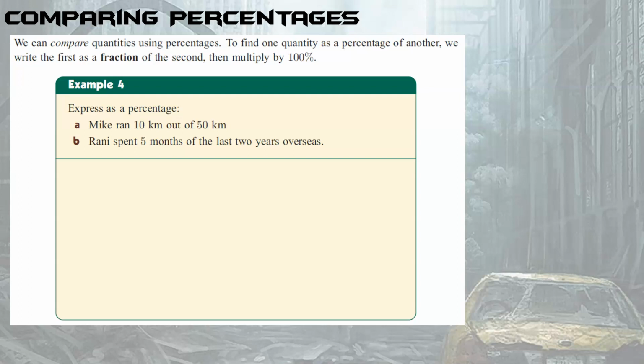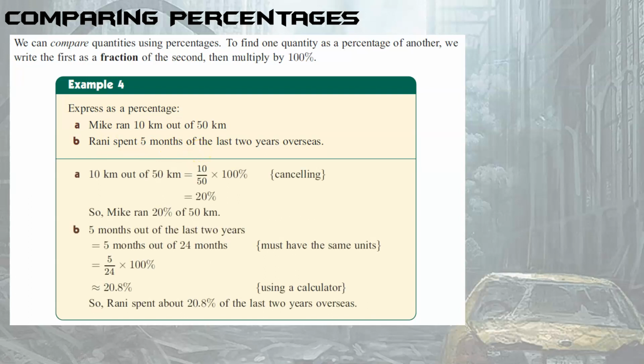So an example here could be to say Mike ran 10 kilometers out of 50 kilometers. What percentage did he run? So 10 out of 50 as a percentage. Rani spent 5 months of the last 2 years overseas. So what percentage of the last 2 years did Rani spend overseas?